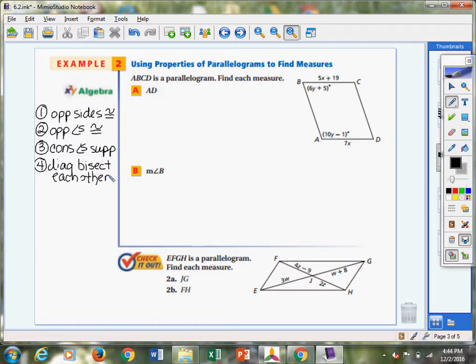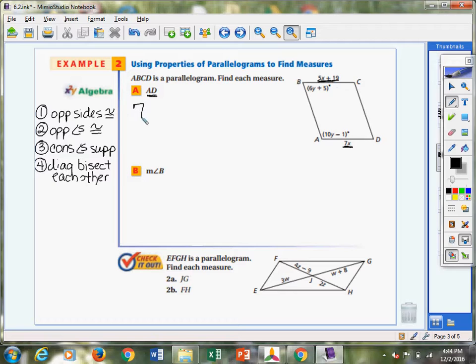ABCD is a parallelogram. Find each measure. And so right now they want us to figure out what AD is. And AD is right here. We know that the length of AD is 7x, and we know that its opposite side is 5x plus 19. So we know that opposite sides are congruent because of theorem 1.